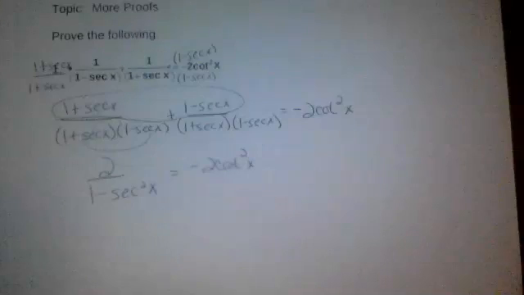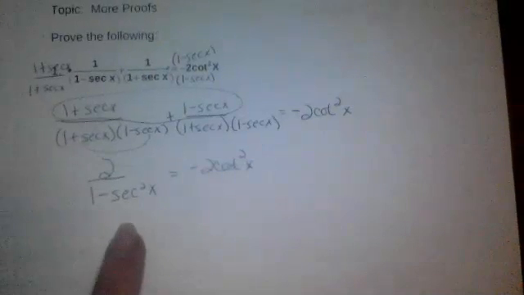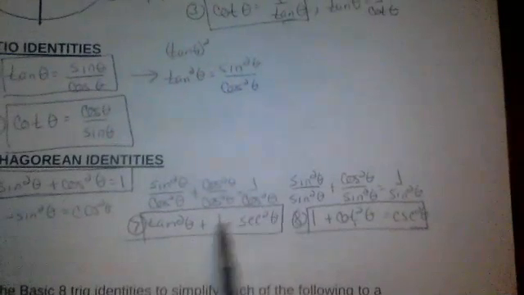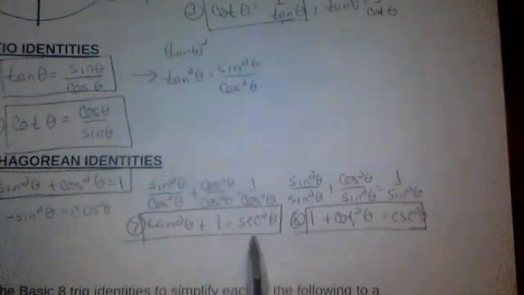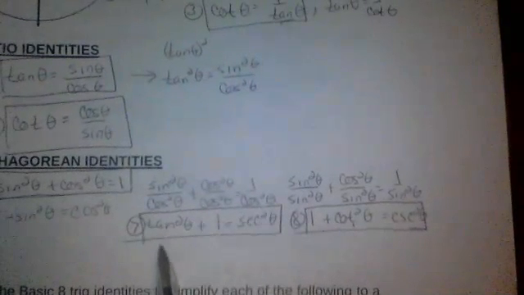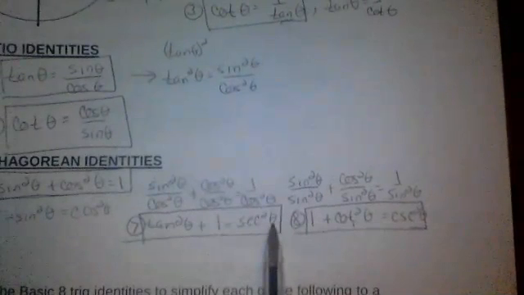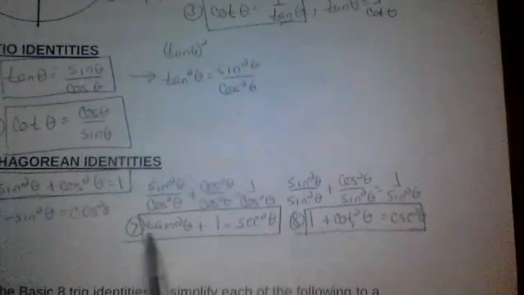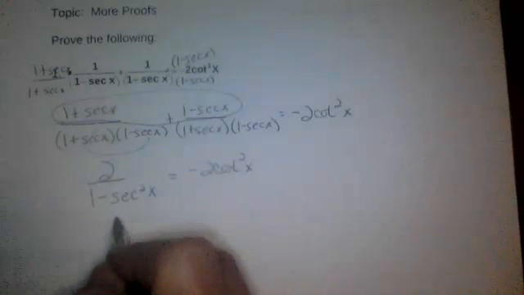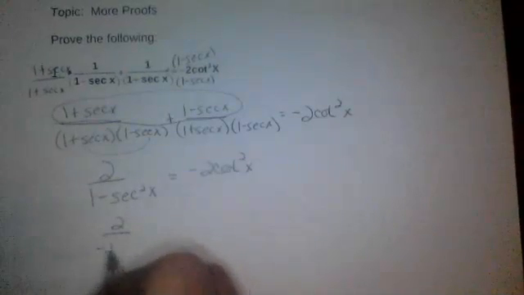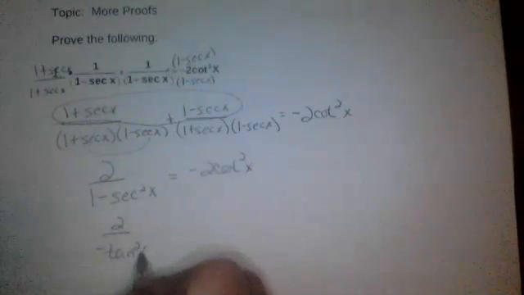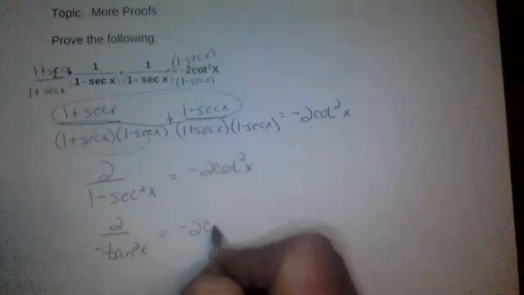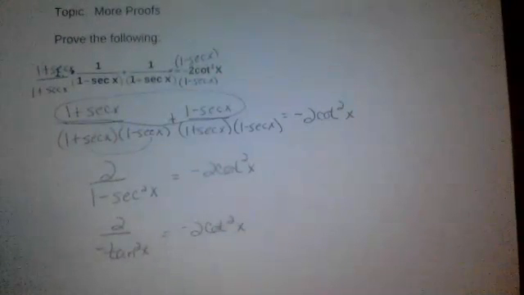Alright, so this 1 minus secant squared looks like it might be a version of this Pythagorean identity. So 1 minus secant squared is going to equal negative tangent squared. So I have 2 over negative tangent squared x equals negative 2 cotangent squared x.